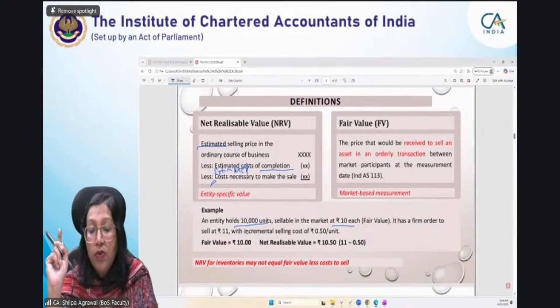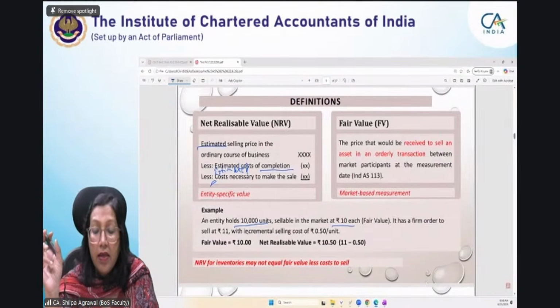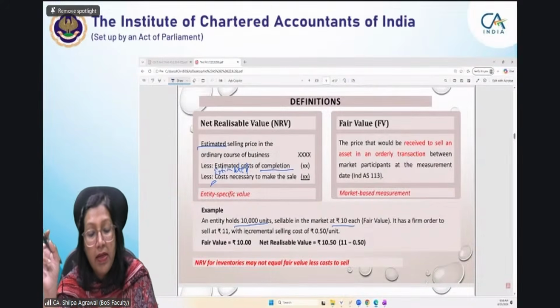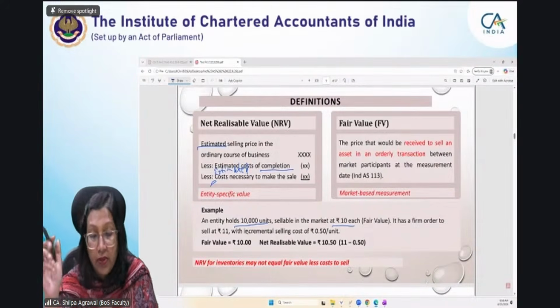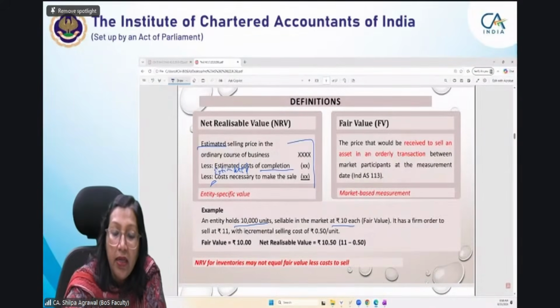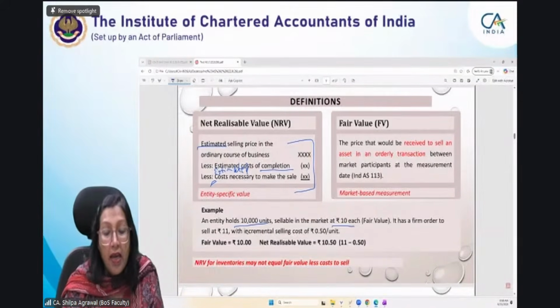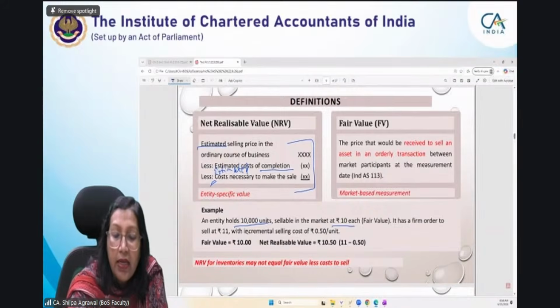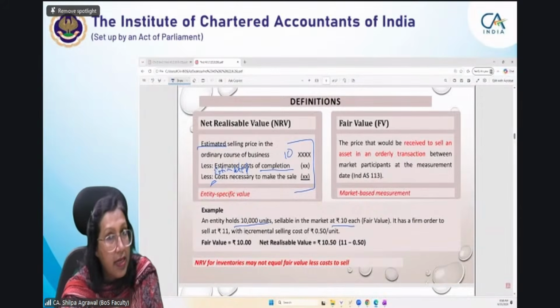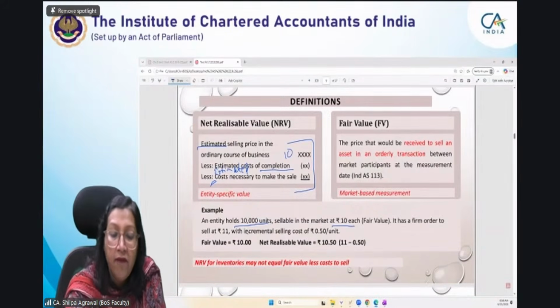It also has a firm order to sell at 11, with an incremental selling cost of 0.5 per unit. So when calculating this NRV, we take 10 rupees as the estimated selling price in the ordinary course of business, and reduce the cost of completion of 0.5. So it becomes 9.5.